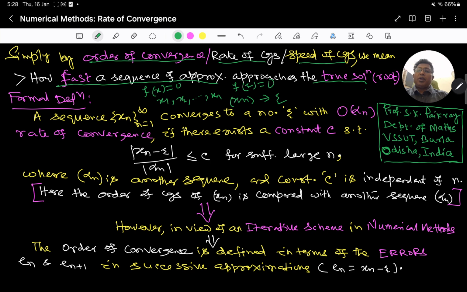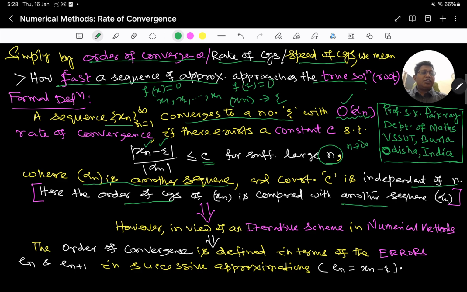In general, from the viewpoint of analysis, suppose you have a sequence xn and it converges to a number zeta with order big O of alpha n, where alpha n is another sequence. So this order of convergence is with respect to another sequence alpha n, if the modulus of (xn minus zeta) divided by alpha n is smaller than or equal to some constant c, which is independent of n. Here n may tend to infinity, no issue. So the order of convergence is compared with another sequence alpha n.